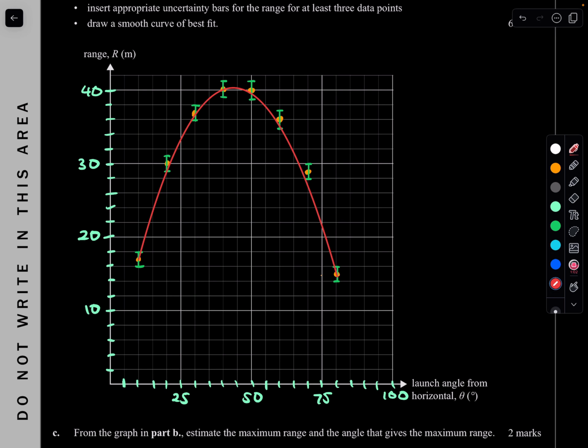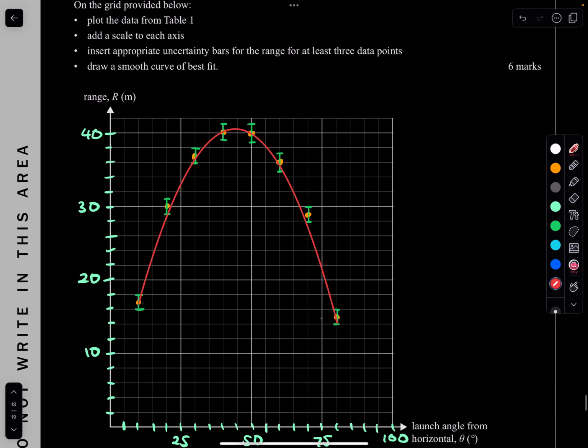So there. Let me draw a nicer maybe one. So let me draw it like that. And like that. Maybe that's it. There we go. So a little bit getting into, okay, perfect. That's it. That's a nice smooth curve.